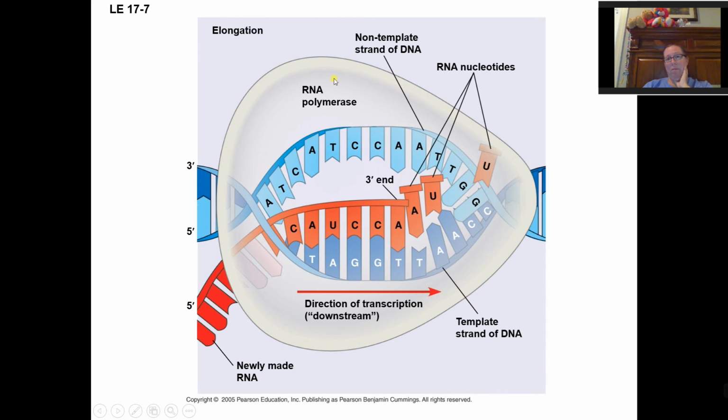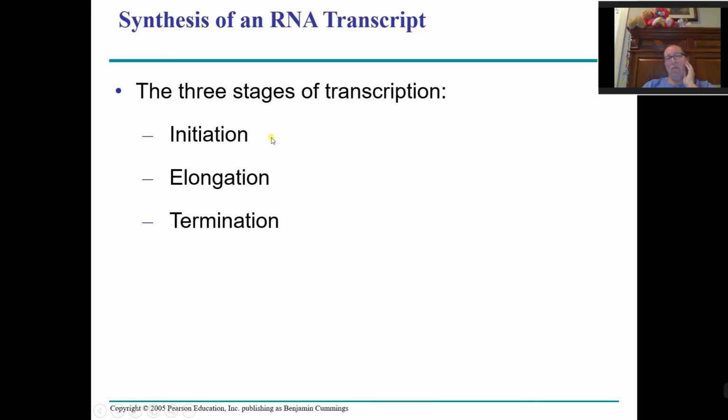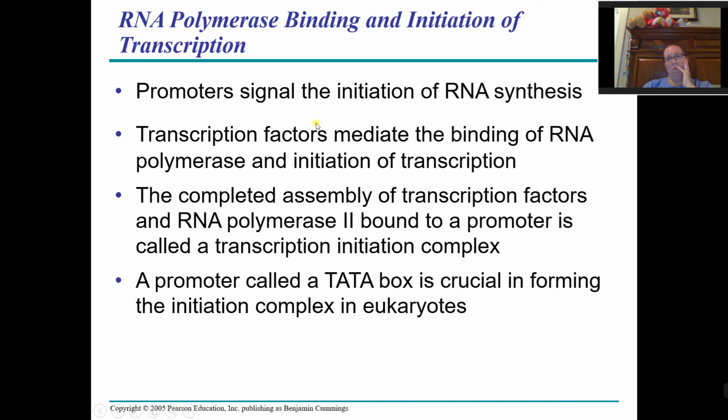So here's a little bit of a blow up of it. There's the template. It has to unwind. That's where it kind of gets confusing. So it unwinds, and then you can see the 3' end. It's adding the RNA nucleotides. This big old thing is the RNA polymerase. All right, so three steps: you have the beginning, initiation, elongation, and the ending.